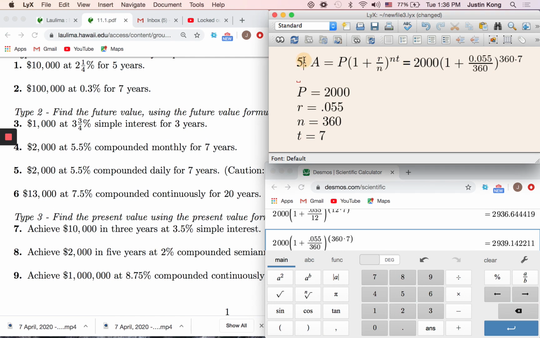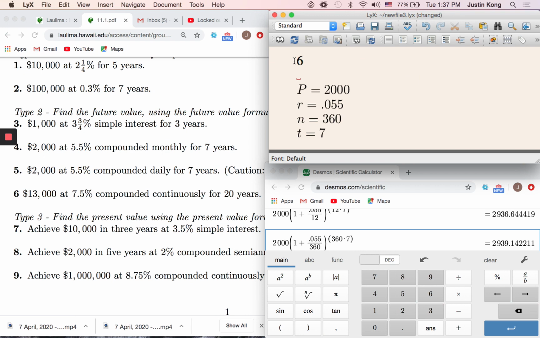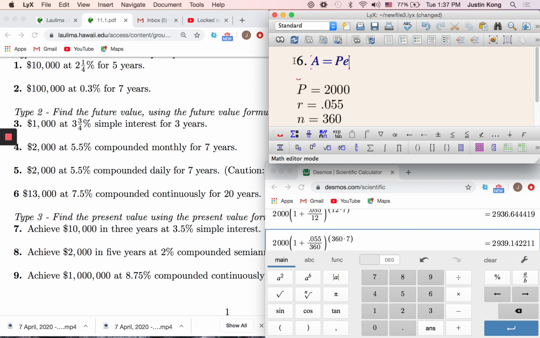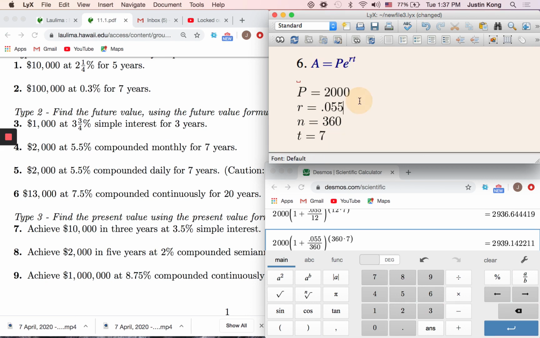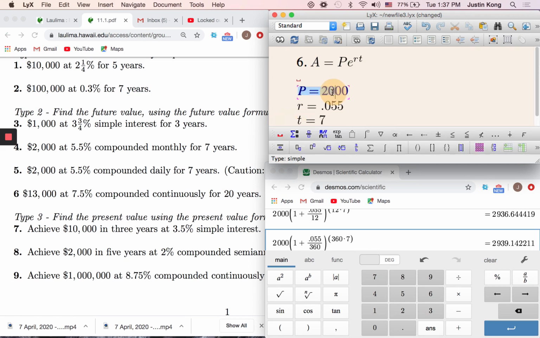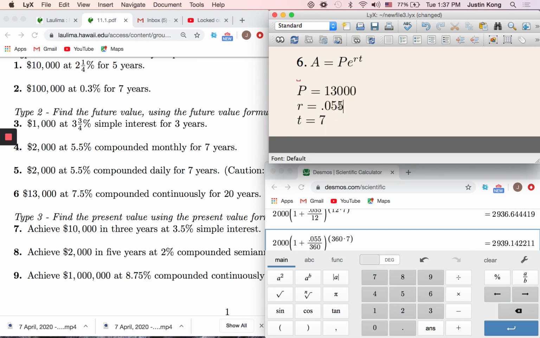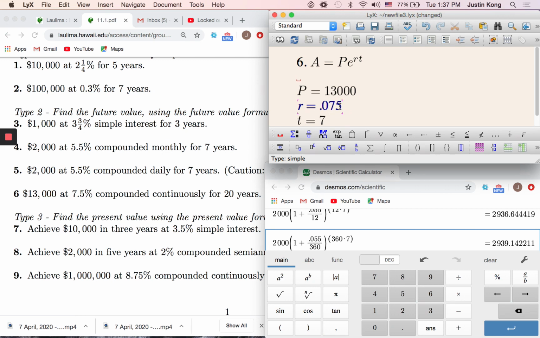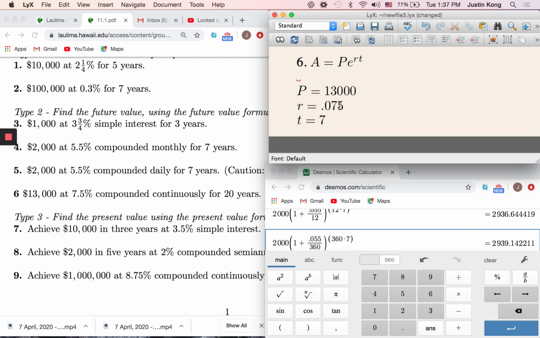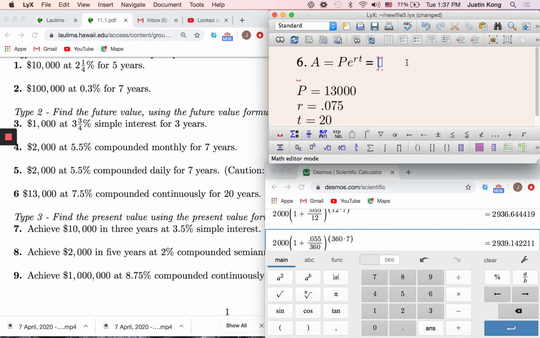So problem number 6 is a bit different. This time it's continuous compounding for 20 years. So continuous compounding means A is equal to P e to the rt. Right, so what are my variables? There's no n to speak of anymore, so I can ignore that. Principal this time is 13,000 at 7.5%, so it's going to be 0.075. And T is 20 years.